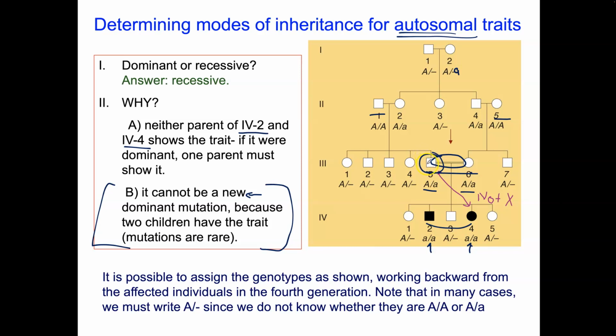We know that this individual must have inherited this recessive allele from that parent, and this individual must have inherited her recessive allele from this parent, okay, because they would have inherited it from a common ancestor. So we can fill in that much, but notice that for most of the individuals, if they're showing the dominant phenotype, we don't know what their genotype is. We just have to use that slash notation.